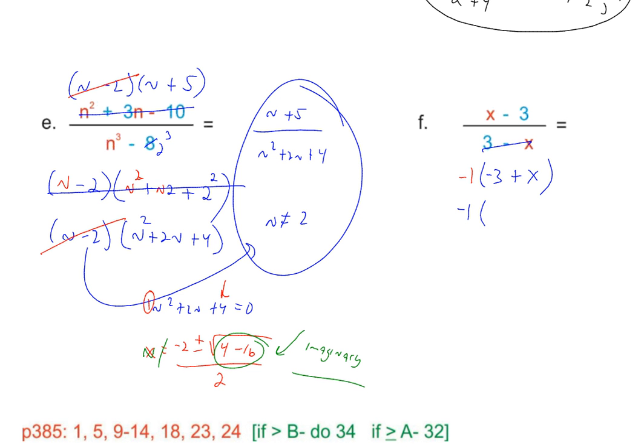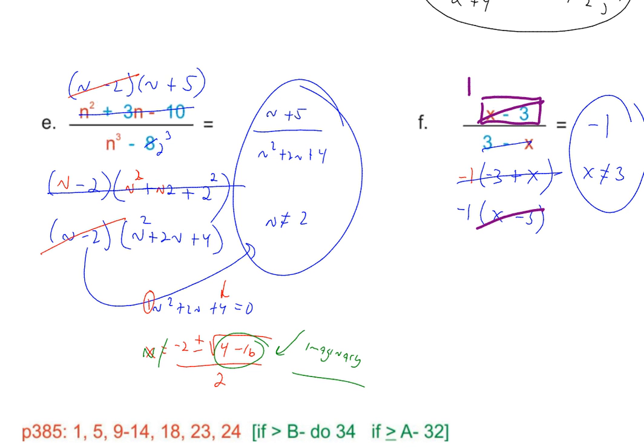Now, let's use the commutative property and swap the order. Just for clarity's sake, do you see now how this whole x minus 3 can be divided by that x minus 3? And what do we end up with? 1 divided by -1, which is a -1. And oh yeah, don't forget the excluded values. X cannot equal 3. So the answer is -1, where x cannot equal 3.